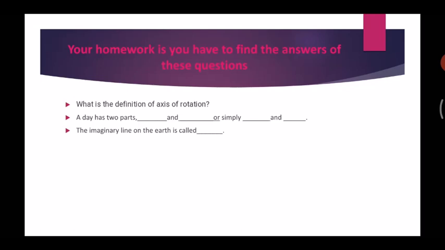Now, let's go to your homework. Your homework is you have to find the answers to these questions. The first question is, what is the definition of axis of rotation? The second is a fill in the blanks. A day has two parts, dash and dash, or simply dash and dash. The third one is the imaginary line on the earth is called dash.